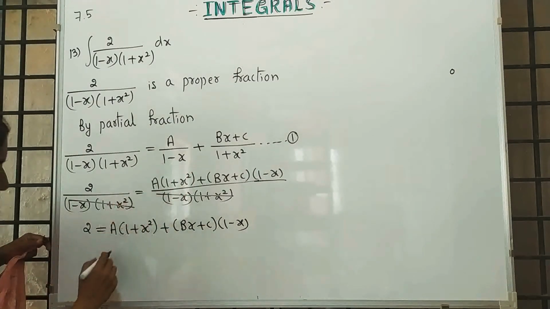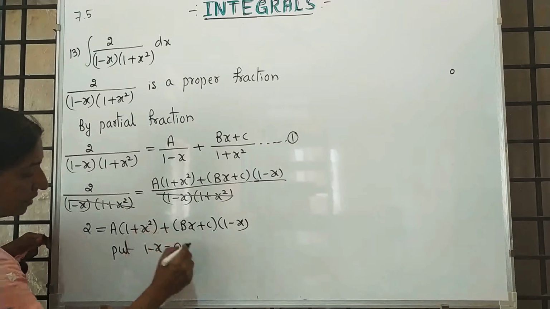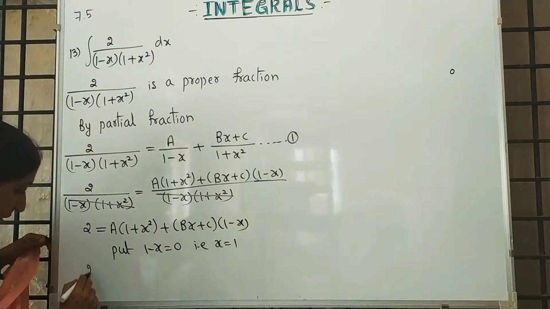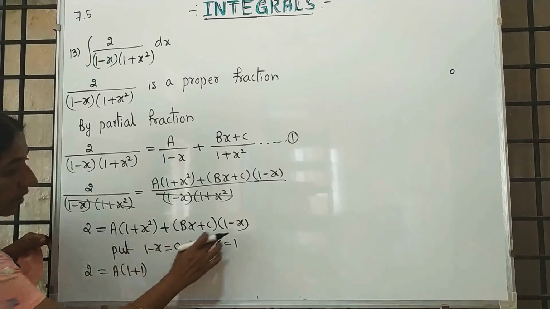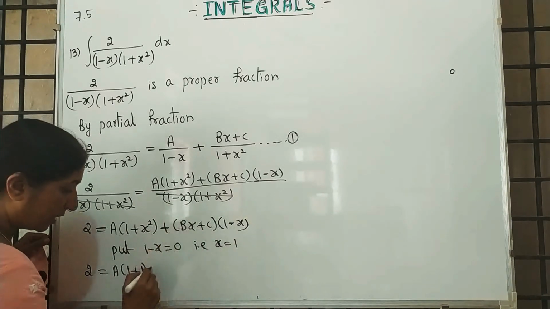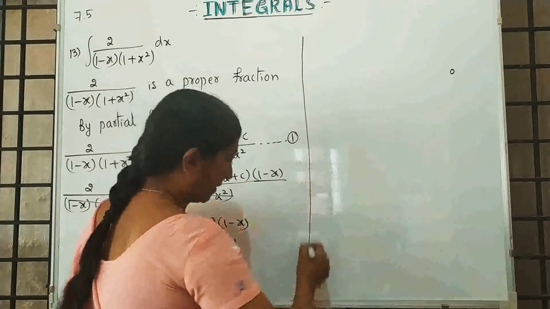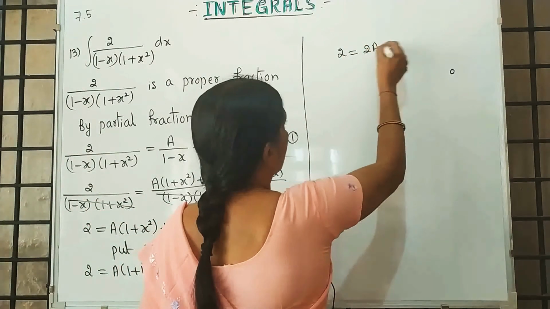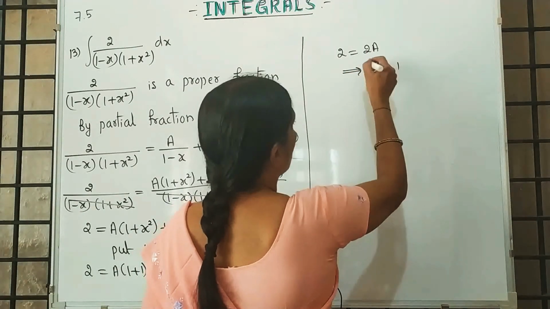Take the linear factor, because only for linear we can write like this. Put 1 minus x is equal to 0, that is x is 1. This is 2, A into (1 plus 1 square) is 1. But this bracket is what? 1 minus 1 is 0, and 0 into anything is 0. So 2 is equal to 2A. This implies A is equal to 1.